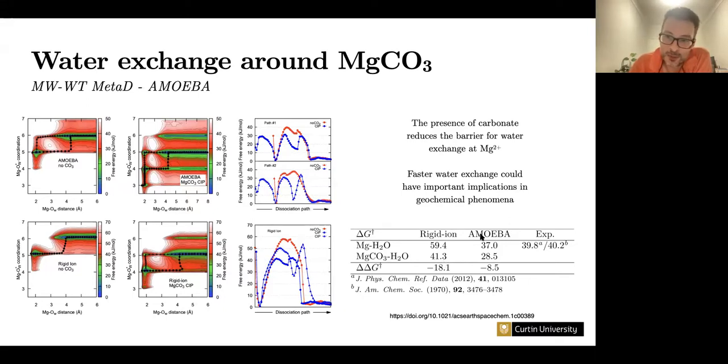We would think that AMOEBA is more reliable due to the presence of polarization and the fact that it is closer to the experimental value, but it's very difficult to measure these exchange rates experimentally. And there is some mixed information suggesting that some ligands may increase the water exchange rate and others may decrease it, but there is no experimental information about magnesium and carbonate per se. So we would offer this as a challenge for experimentalists to measure and validate our prediction.